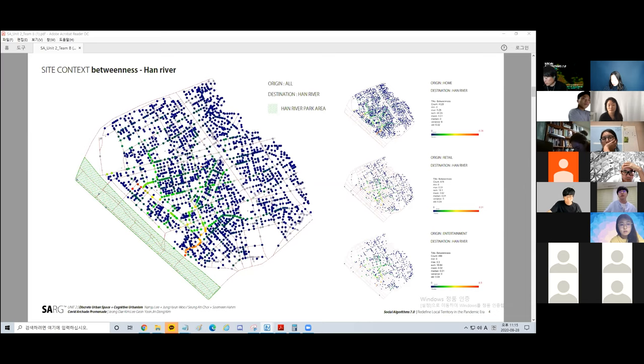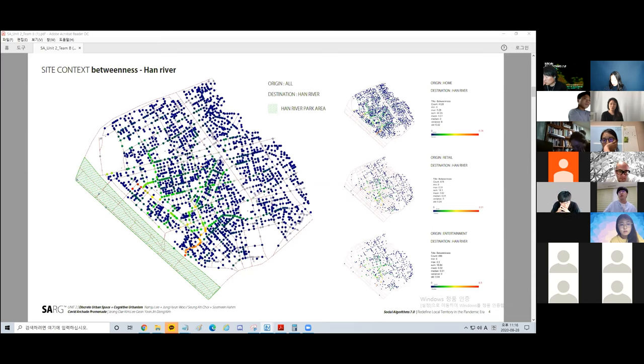In these figures, red means the busy road and blue means the quiet. So if we gather all the values on the network, we can actually read the flow pattern of the pedestrians in this town. These three diagrams show the flow of the pedestrian from three types of origin to the Hangang River Park area. This data is from home, and this for retail, and this for entertainment. If we overlap these three data, we can see the general feature of the network.